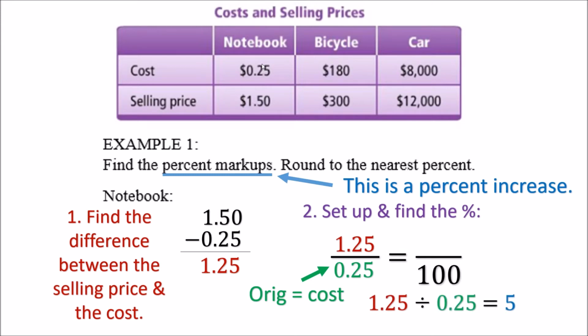Now 5 is not the percent because we still need to multiply that number by 100 in order to find the percent. So this problem, it is a 500% increase, which means this notebook costs 5 times more for the customer than it did for the store. So in that case, it is kind of a steep markup. It is a 500% markup.